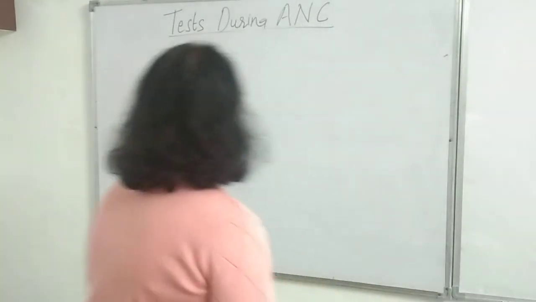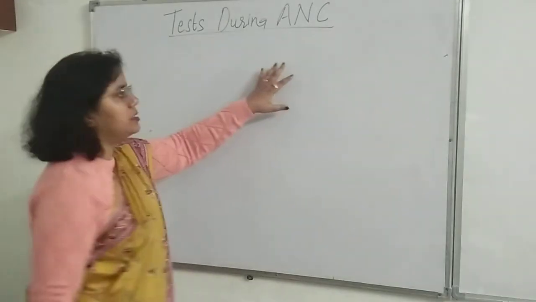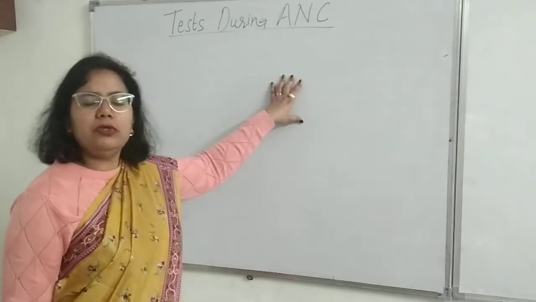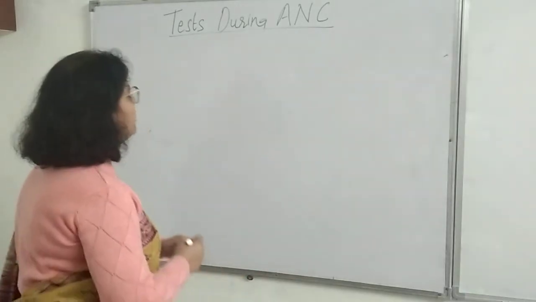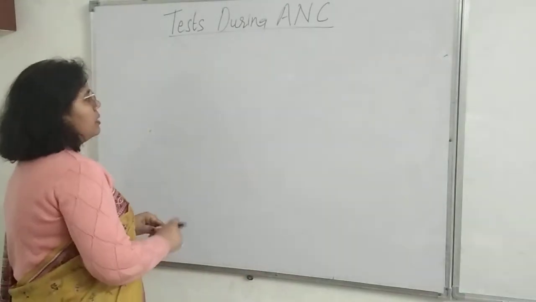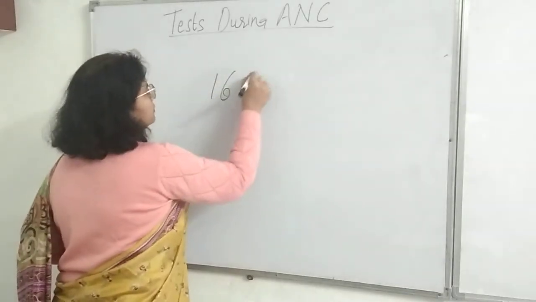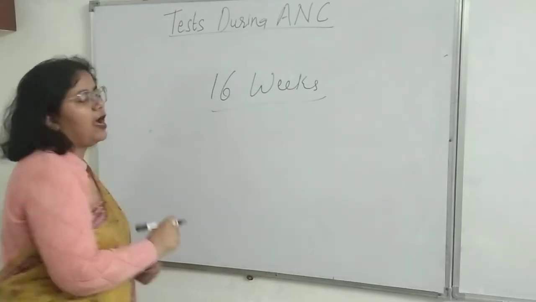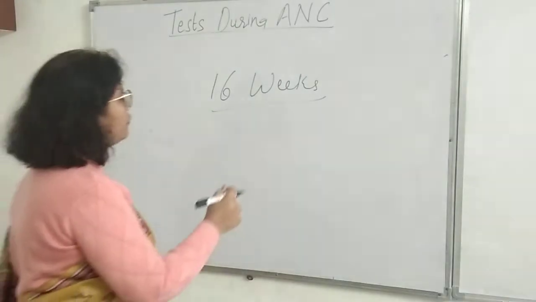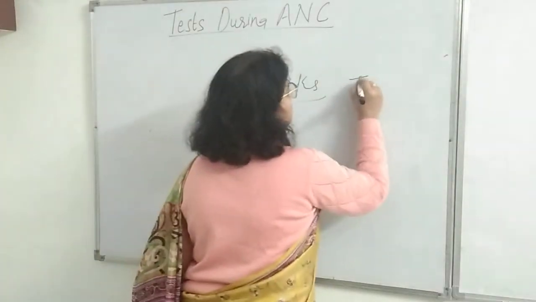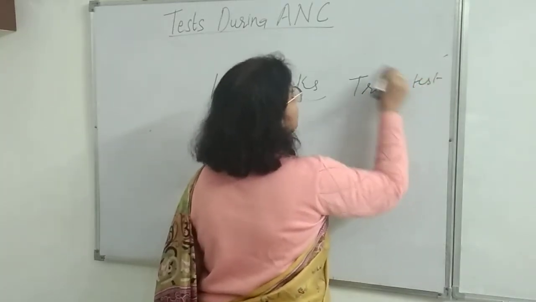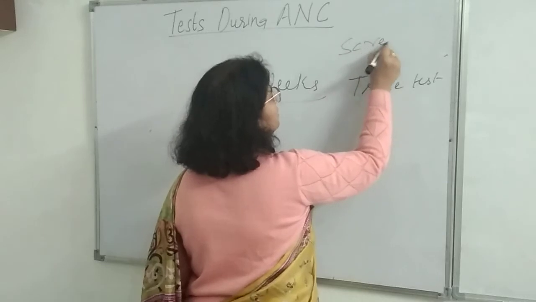Now, ultrasound TVS is the test for the first trimester of pregnancy. Now coming to the second trimester. In the second trimester, what will we be doing? After 16 weeks of gestation, what will we be advising her? Triple test. This is a screening test. These are all screening tests.